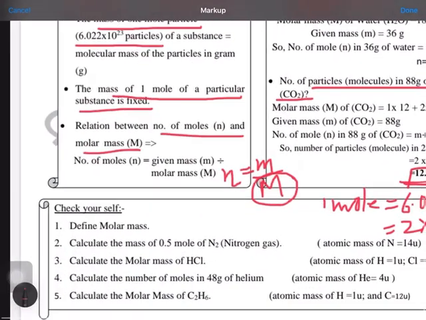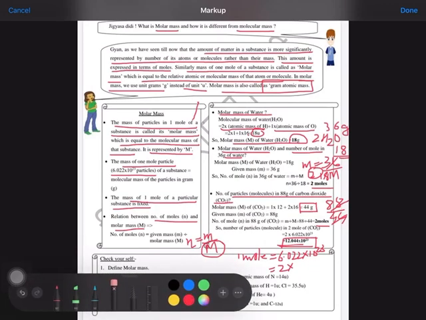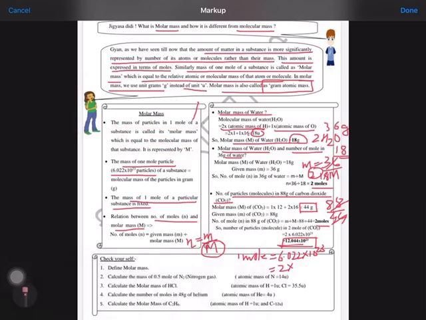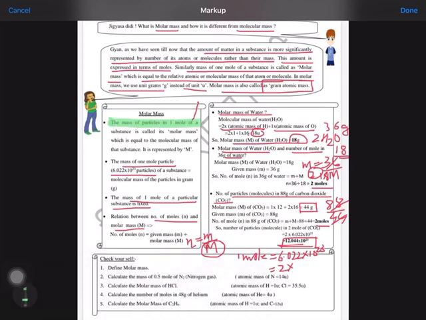Okay, now we come to the question answers. First question is: define molar mass. So what is molar mass? It can be defined as the mass of particles in 1 mole of a substance is called its molar mass. The mass of particles in 1 mole of a substance will be called molar mass.